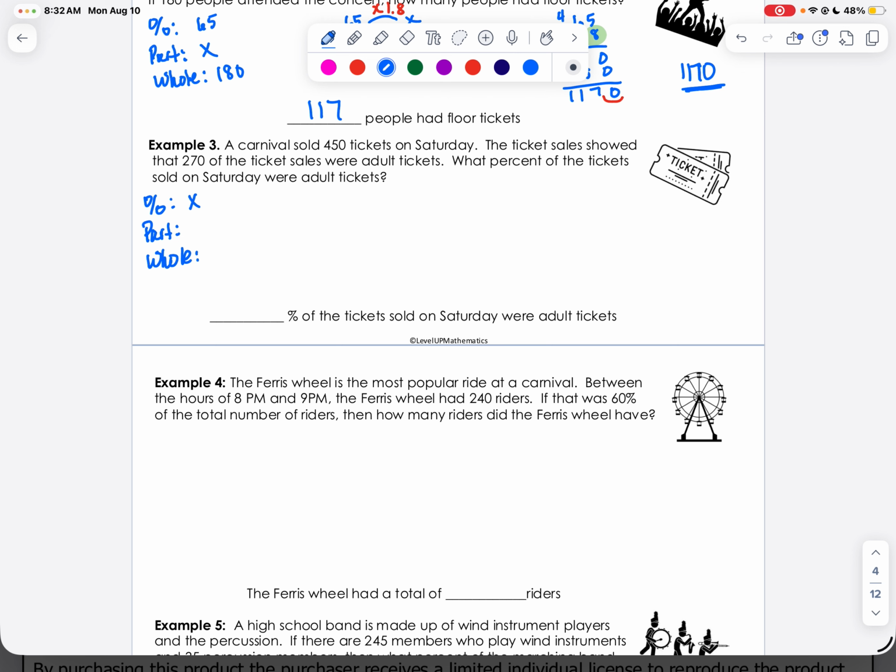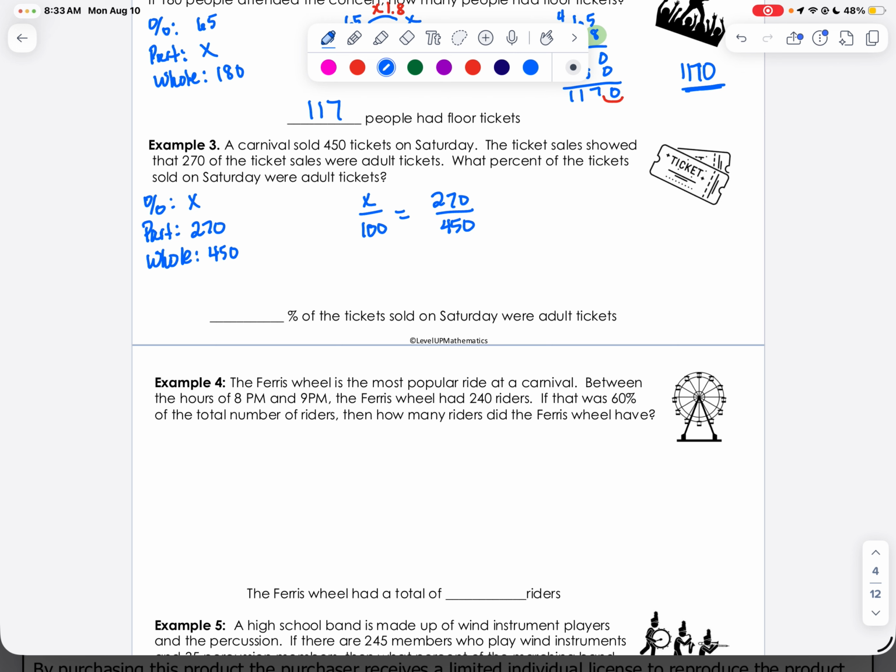Our part and our whole. Well, to me, it's easier to identify the whole first. So I know the total number of tickets sold was 450. So 270 must be my part. So we're trying to find out what percent of the tickets sold were adult tickets. So I'll say x over 100 equals 270 over 450.